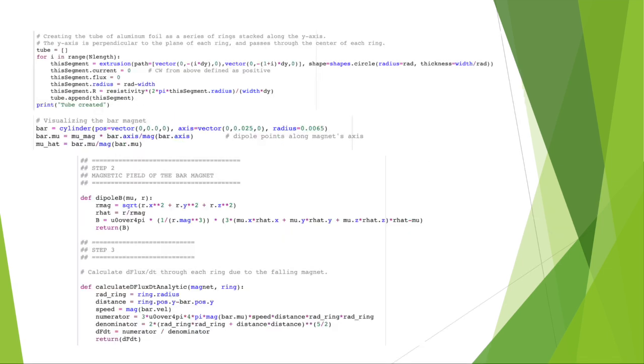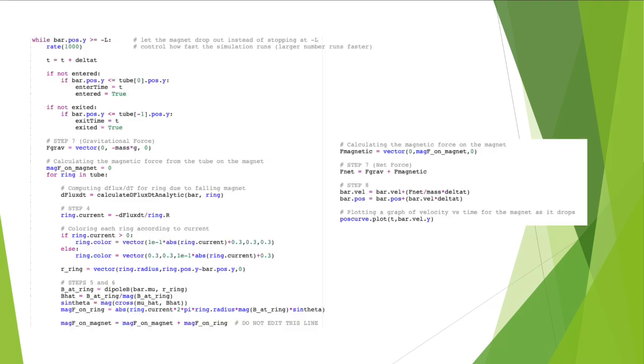Here is some of the code, the first part depicting the tube as a series of rings stacked on top of each other, and the next part visualizes the bar magnet as a cylinder. The last part shows a function created to calculate the magnetic field of a dipole and a function to calculate the time derivative of magnetic flux through each ring due to the bar magnet falling.